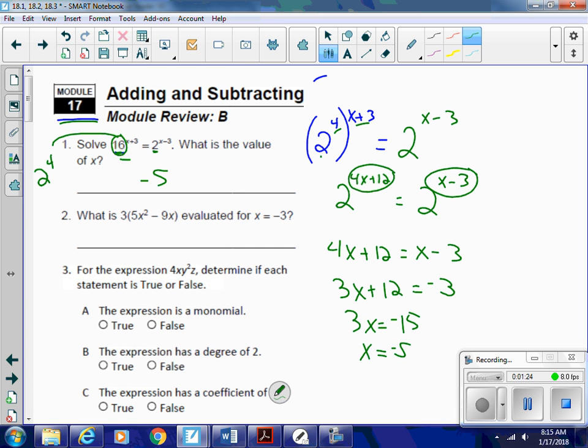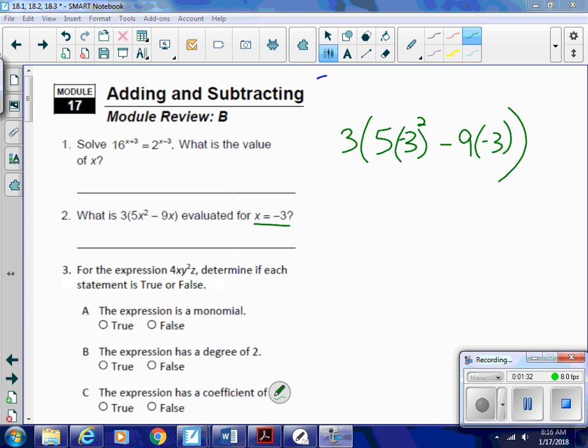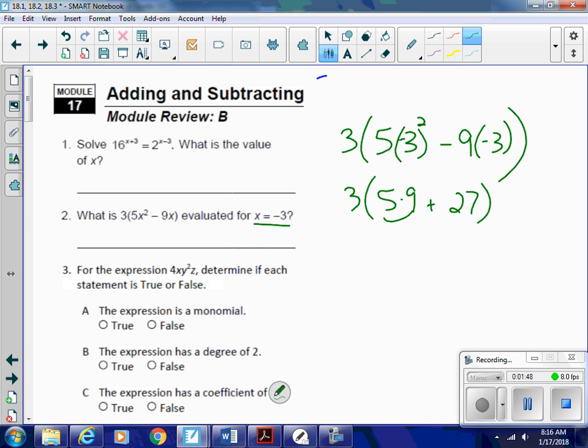Number 2, what is that expression evaluated for x equals negative 3? It's just a matter of substituting in those numbers. So I've substituted, and I'll evaluate inside my parentheses first. And I've got 5 times positive 9. A negative 9 times a negative 3 is a 27. We're now adding 27. So this amount right here is 45. When I add 45 to 27 and I multiply by 3, I get 216.